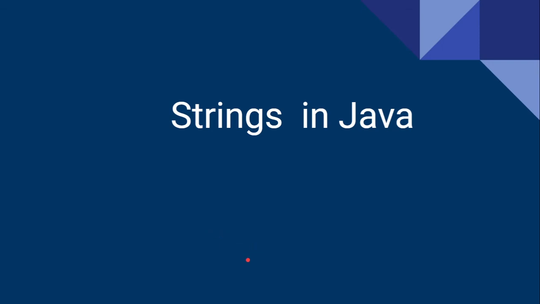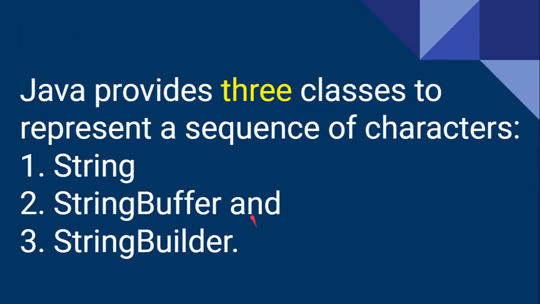Hello everyone, in this video we are going to see about the strings in Java. So let us see first of all what are all the three classes available in Java for the representation and the processing of strings. Java provides three classes to represent a sequence of characters. They are the String class, StringBuilder class and the StringBuffer class. These are the three different classes used in Java for string processing. Let us see one by one, what is the String class.